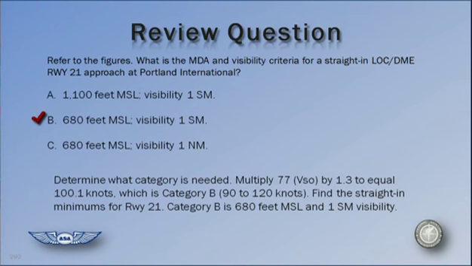680 feet MSL, visibility 1 statute mile. Determine what category is needed. We multiply the 77 VSO by 1.3, which equals our speed of 100.1 knots, which is category B, between 90 and 120 knots. We find the straight-in minimums for runway 21. Category B is 680 feet MSL and 1 statute mile visibility.